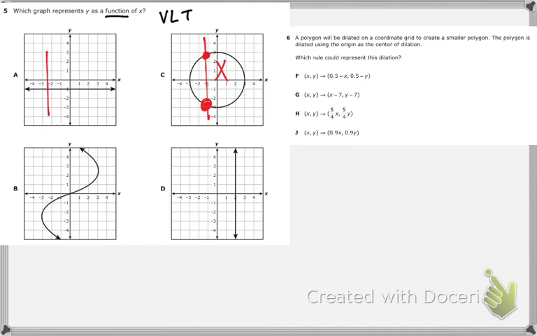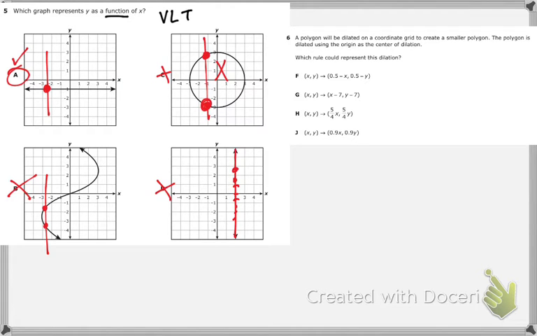On A, vertical line, it only touches once. This is a function. Let's just check B and D to make sure. Here, if I draw it here, there's 2 lines. So that automatically kicks that one out. And then D, if I draw a vertical line on it, it touches in every single spot. So this one has more than one, so our answer here is A.